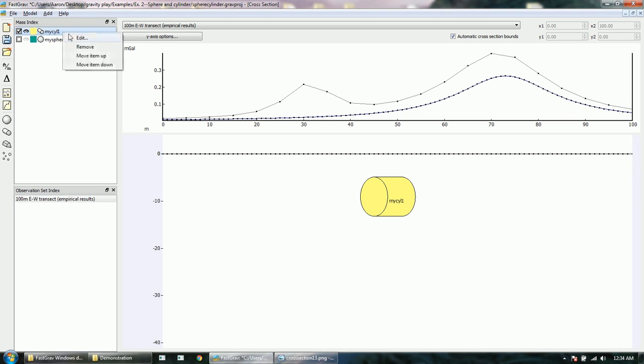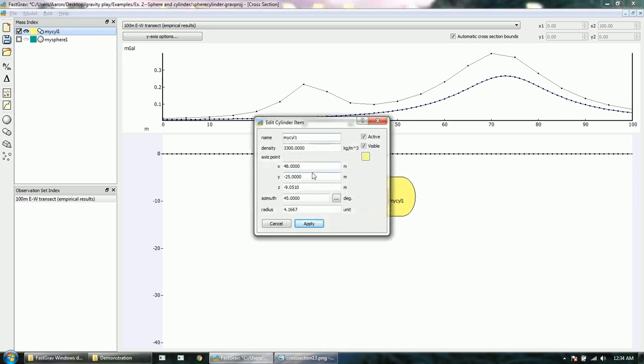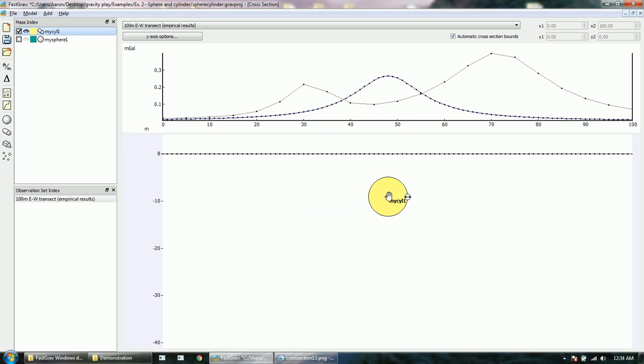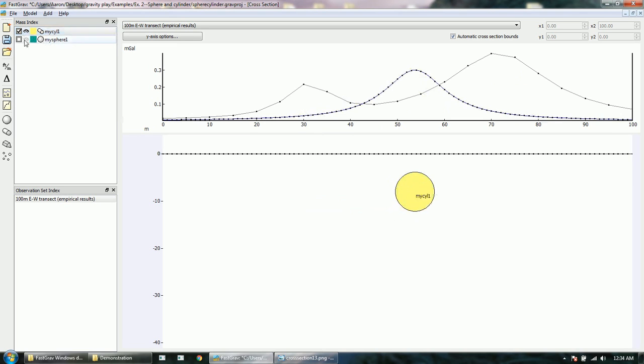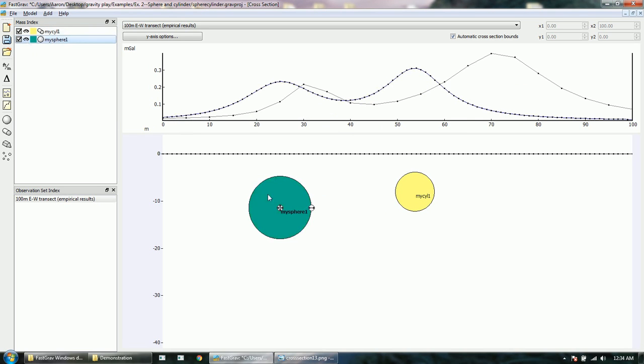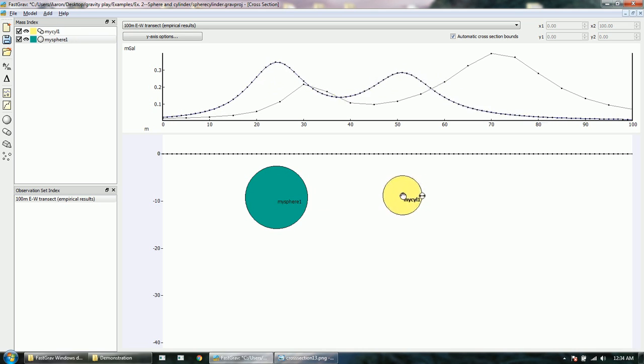Let me change our mass item parameters really quickly. Set this back to 0, and we'll set our azimuth back to 0 as well. And we'll add our sphere back in. So you can see when I move these mass items, the modeled curve is being recalculated as I go. But of course the empirical curve stays put because it's empirical data, it's constant data. I entered it once and that's it.